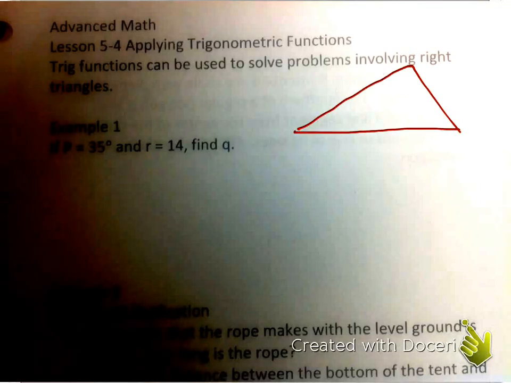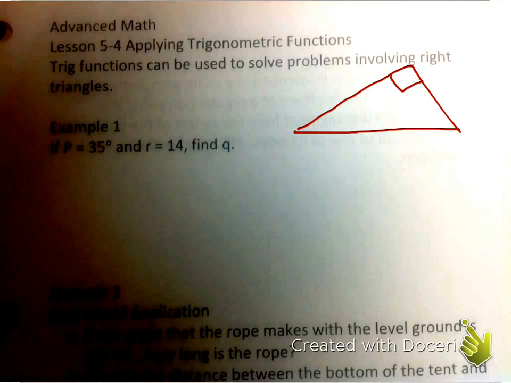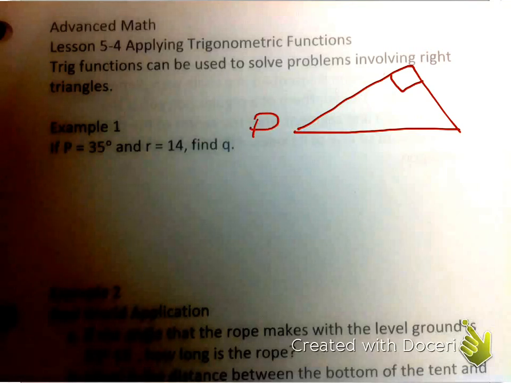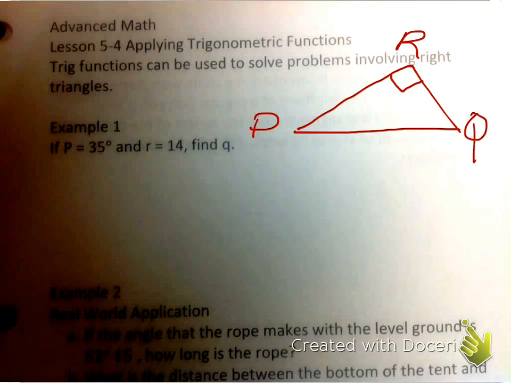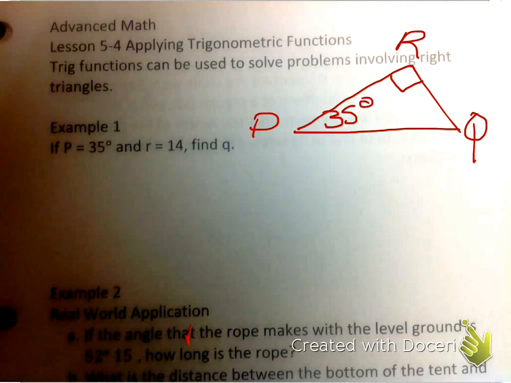Okay, this right triangle is going to look a little bit weird to us. This is P, R, Q. The problem says if P is 35 degrees, so we're going to write 35 in P, and it says R is 14. Opposite of capital R is little r, and it's 14. And then the problem wants us to find little q, which is opposite of the angle capital Q.